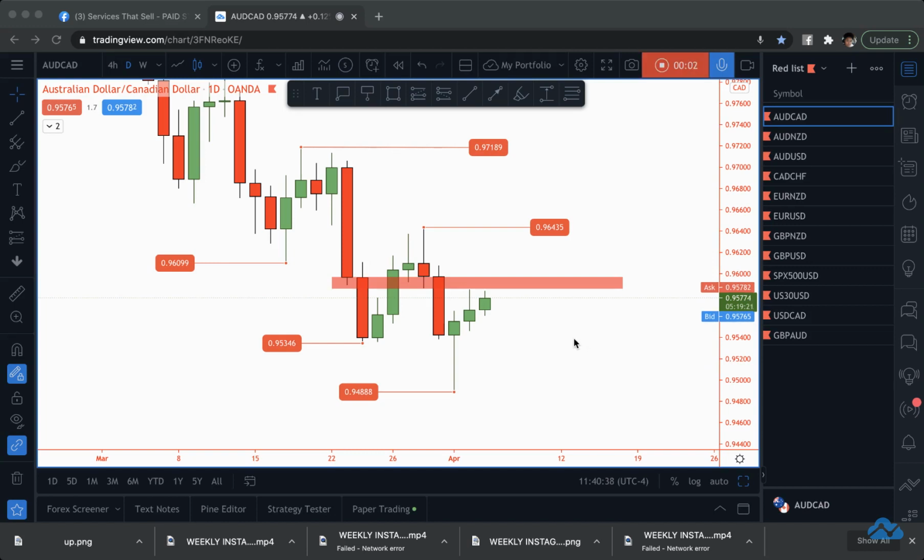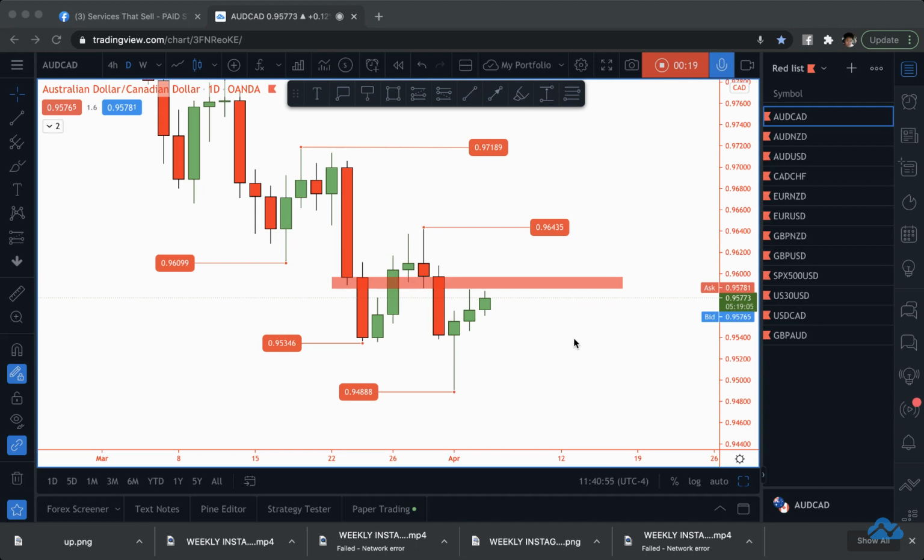Hey you guys, so I'm about to do analysis on Aussie dollar CAD. And when it comes to Aussie dollar CAD, there is a potential setup that we could potentially take going into today or tomorrow, just depending on your personal rules. So I'm just going to show you guys mine.